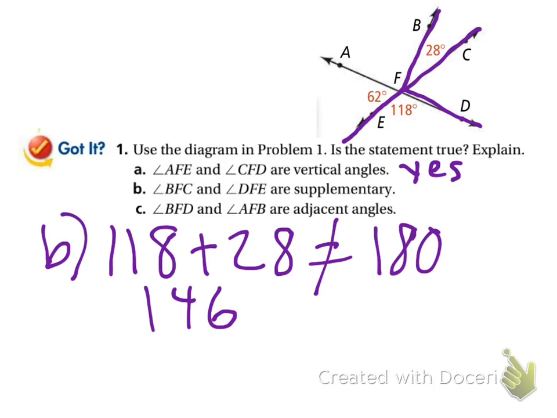And then I'll switch colors here. BFD and AFB, are they adjacent angles? Yes, they are, because they share this side right here. They share BF, and they don't overlap at all. So B was a no, C is a yes.